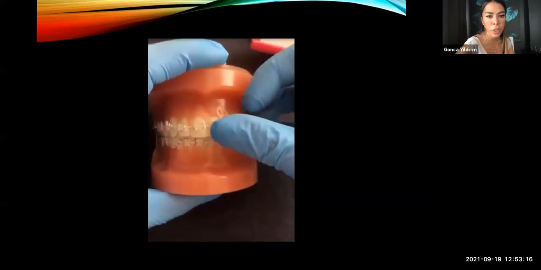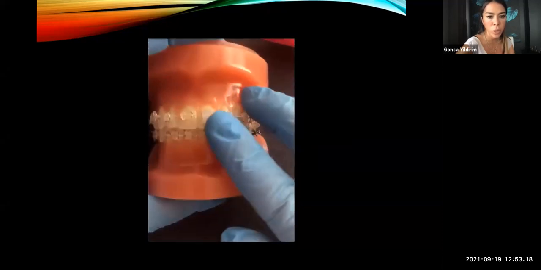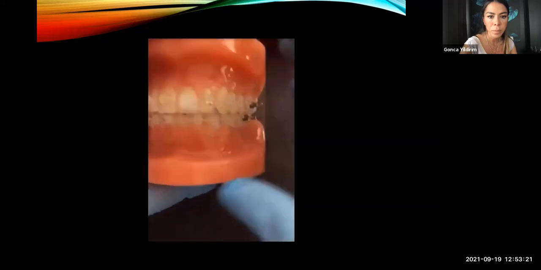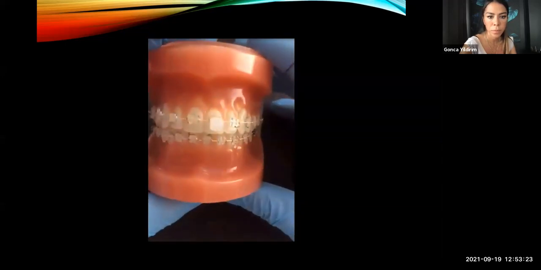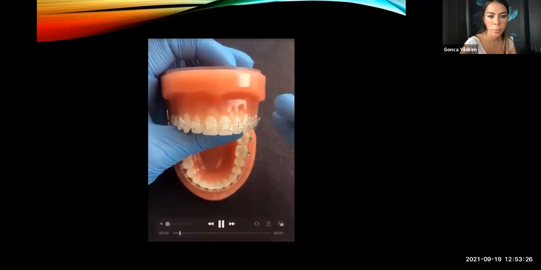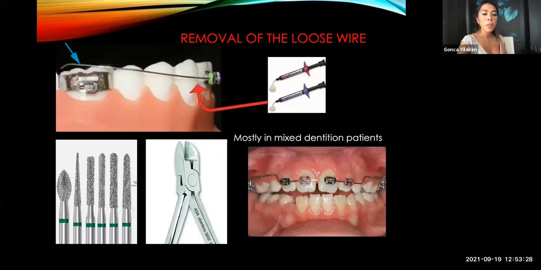It's just to stop the irritation of the soft tissues, that's all. And we do some kind of 2x4 or 2x2 mechanics in mixed dentition patients. And those mechanics have long arch wires, and those arch wires are free. And if the patient consumes hard foods that we do not recommend, the arch wire pokes out something like this.